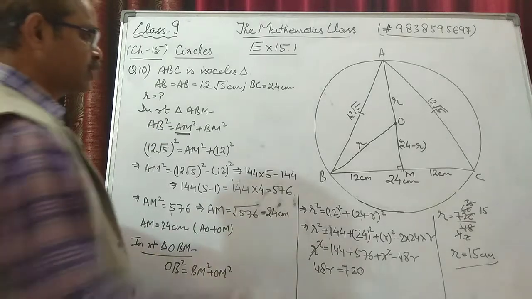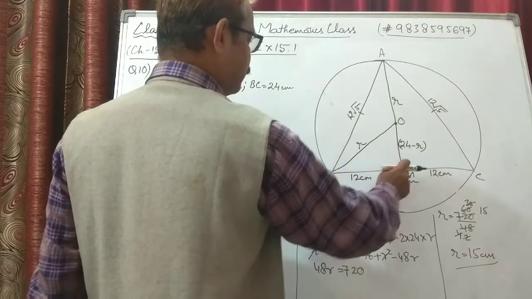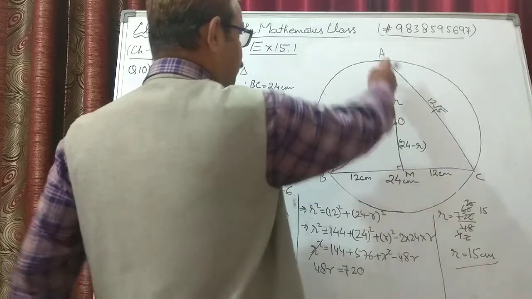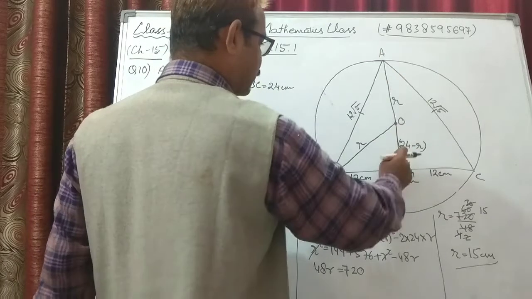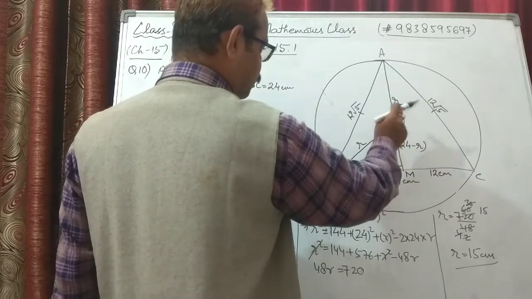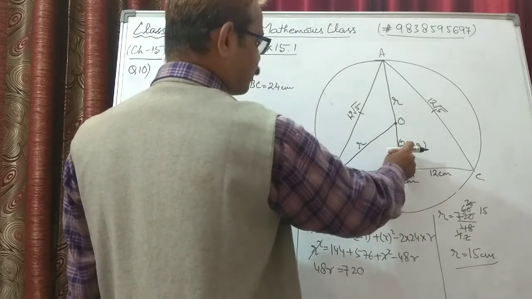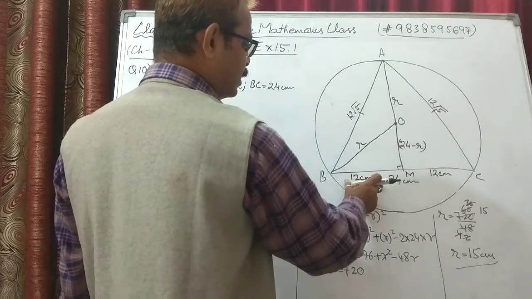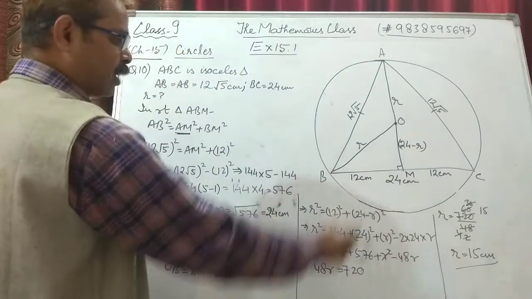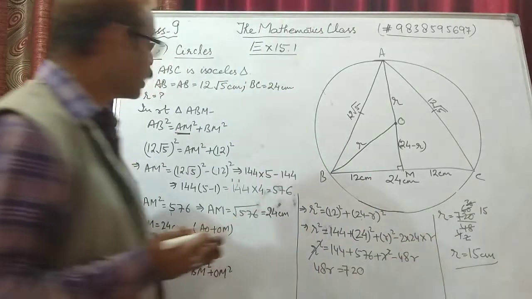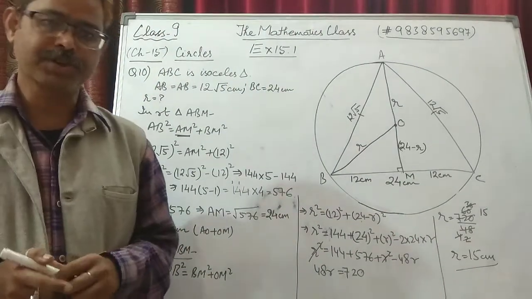First, what we have done, we have considered the bigger triangle ABM and applied Pythagoras theorem. From this we got the value of AM, the whole height, and then we took smaller triangle OBM and we got the value of OM in terms of R, OB in terms of R, and BM is given as 12, and we calculate the value of R. Now we move on to our next question.